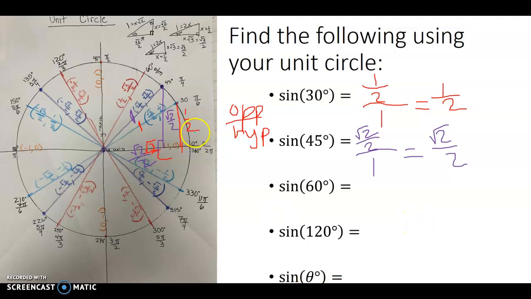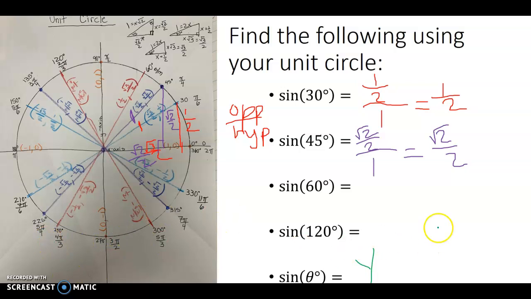Okay? So now, regardless of which angle I pick, what is the relationship between these values of sine and the x and y coordinate? Is it the same as the x coordinate, or is it the same as the y coordinate? And you should have said it's sine of theta is always the y coordinate.